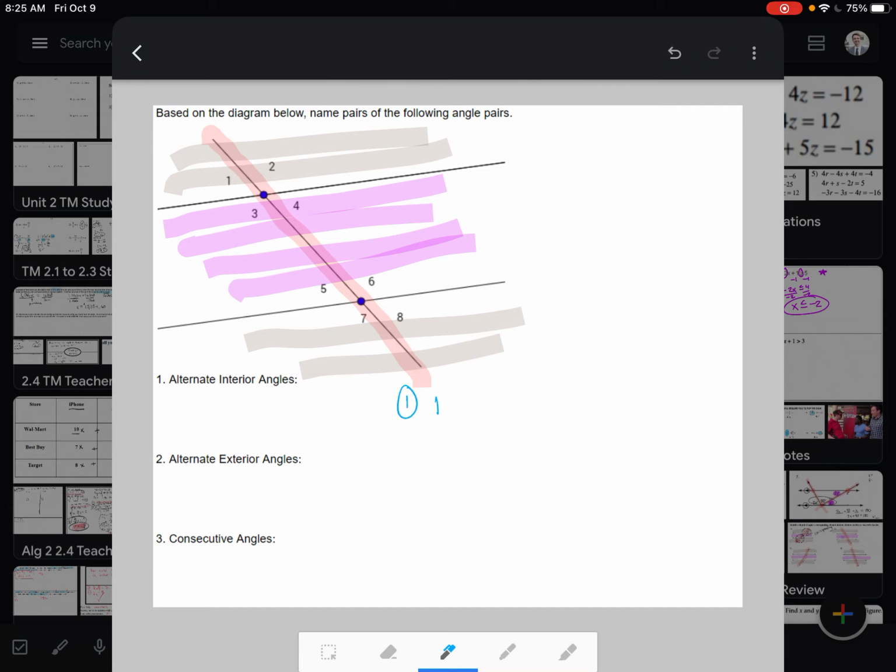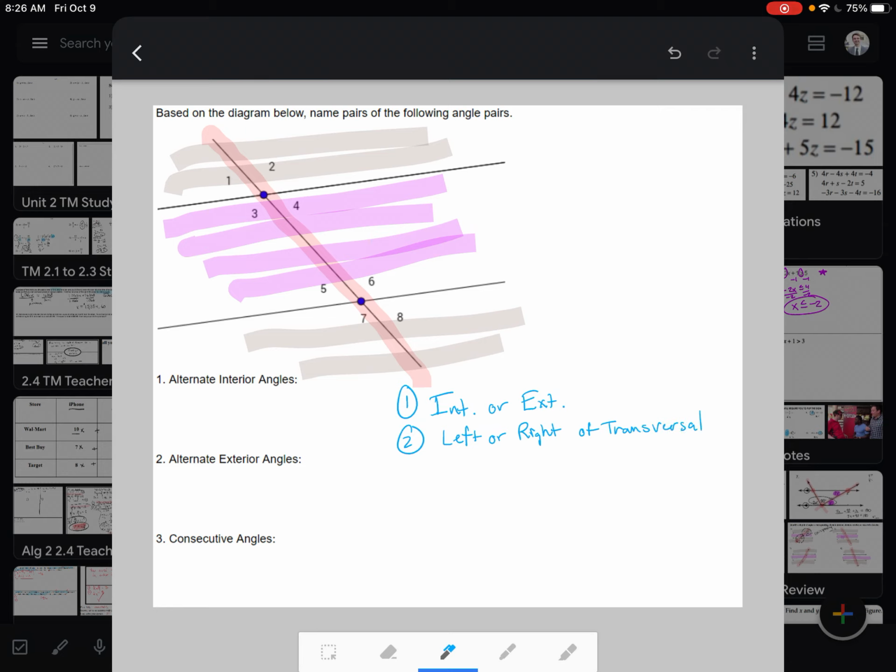So the first question is, are we interior or are we exterior? And the second question is, are we on the left or are we on the right of the transversal?